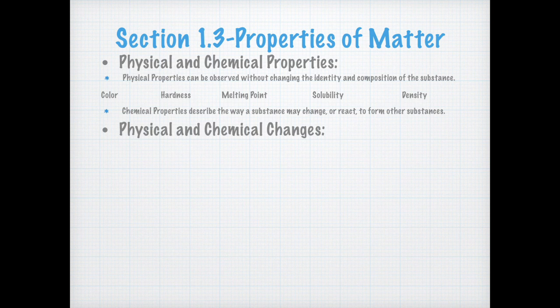Physical and chemical changes are now very similar to properties, but a physical change is one that occurs when a substance changes its physical appearance but not its composition. So a really great example of this is any type of state change you have. If a substance is going from a solid to a liquid or a liquid to a gas, those are physical changes because the substance isn't actually changing its composition. You're not breaking any intramolecular bonds.